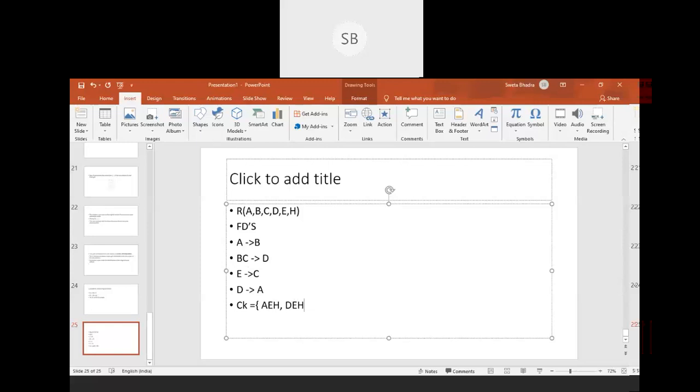So we find the closure to check whether it can determine all the attributes or not. So you have to write it extra. Please don't write like this. This is not your candidate key if you write it like this. This is just finding the closure of AEH. So you have to find it in this way. Write it separately. Now tell me what was the other candidate key?